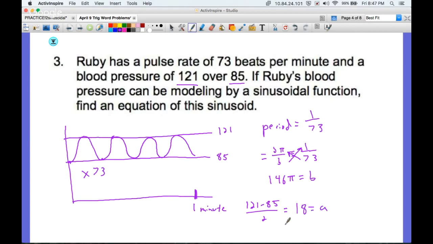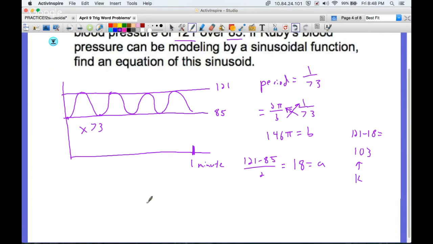To find my midline, well, one idea is that if 121 is my maximum, and my amplitude is 18, I could just do 121 minus 18. 121 minus 18 equals 103 for my midline, which is also my K value. Just write my K value there. Let's see, I've got A, I've got B, I've got K. And as far as H is concerned, it doesn't give us a starting value or anything like that, so we're just not going to use it.